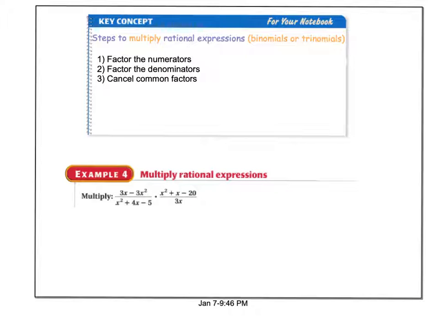Now look what you see. This term and that term are really the same. I could switch the order here of the x and the negative 1 and these would be identical. And they cancel. So your final answer for this problem is negative 1 times x minus 4.